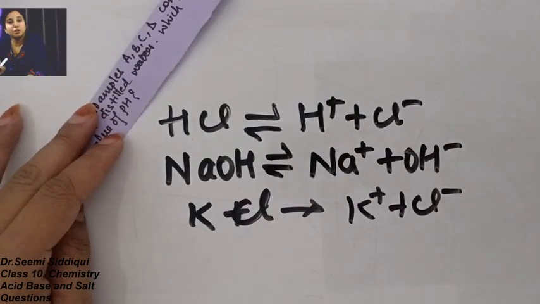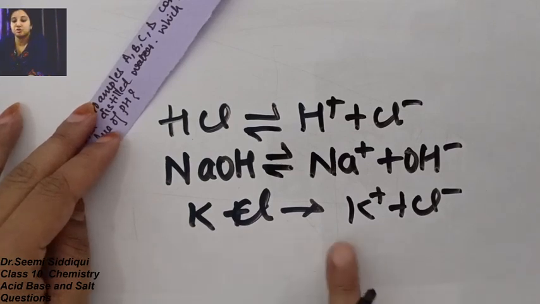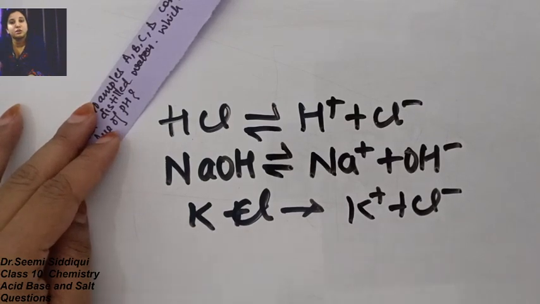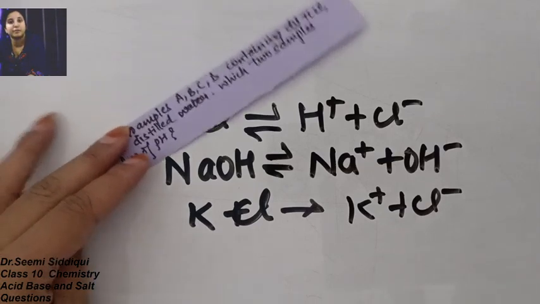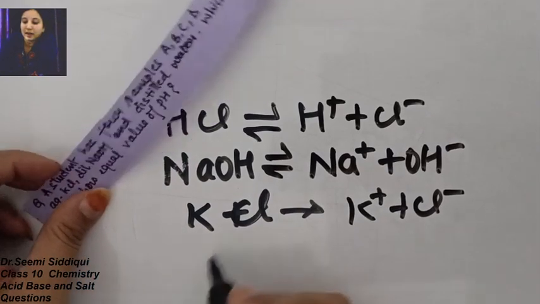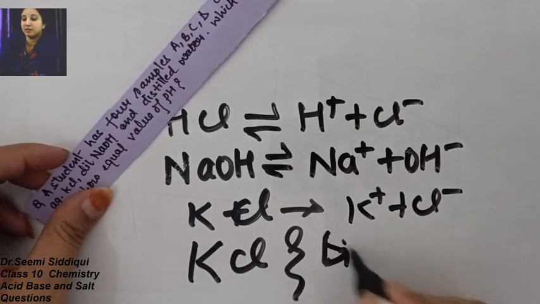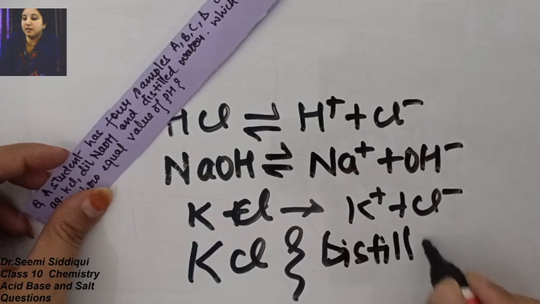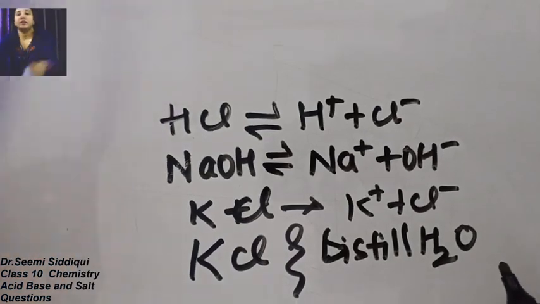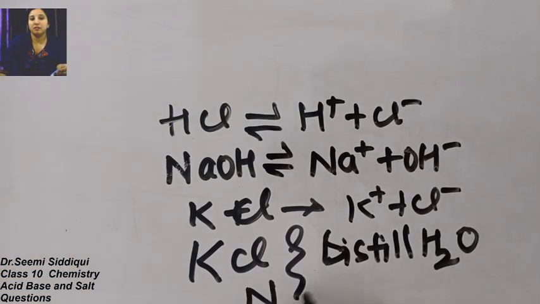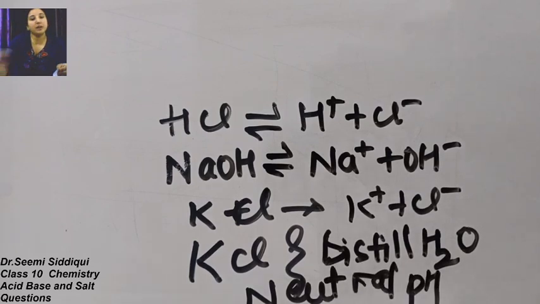Now distilled water, we know, has a neutral pH. There is no excess presence of H+ ions or OH- ions. Therefore we say that the pH of KCl and distilled water will be similar. They will have the neutral pH. Okay, same pH. Clear?